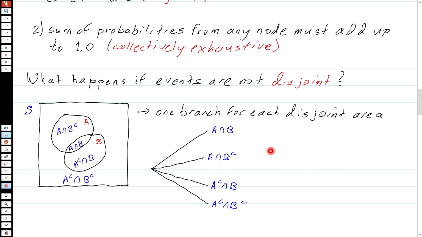Okay. So you can see if you've got 3 events and they all overlap, you get an event tree that becomes very complicated very quickly. So with any luck, you have a situation where these events are disjoint.